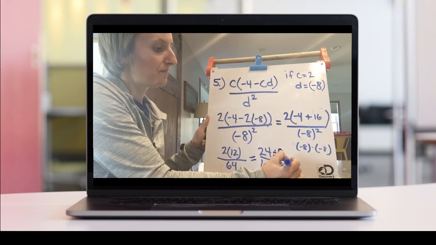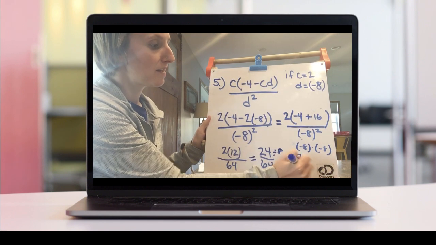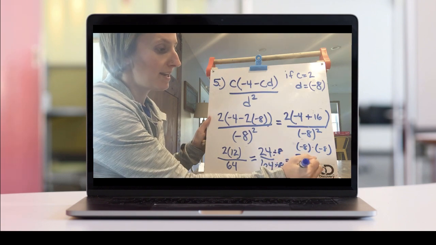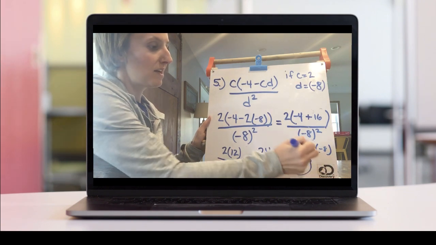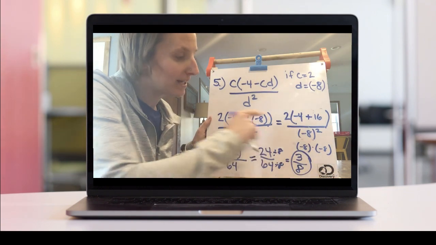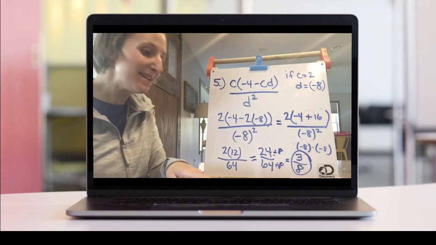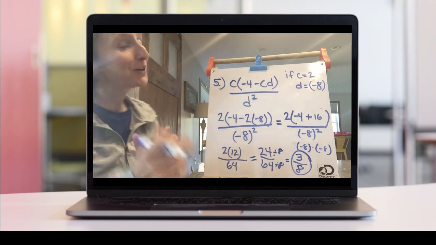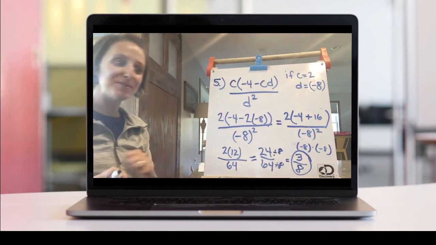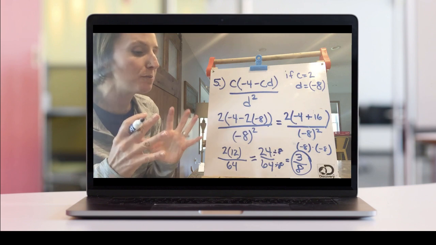Divide by 8. 24 divided by 8 is 3. 64 divided by 8 is 8. 3 and 8, the only factor 3 and 8 share is 1. All right, we did it. We simplified fractions by first evaluating and plugging values in. Oh my goodness, so much going on.